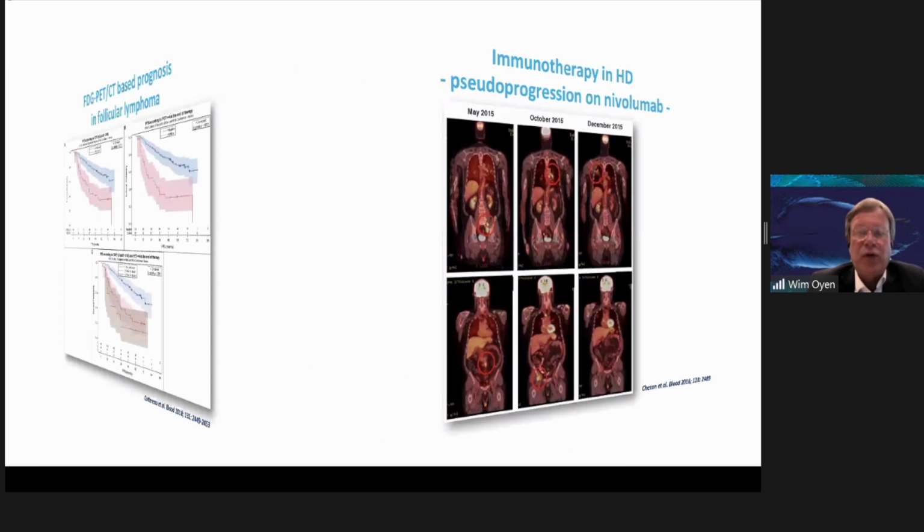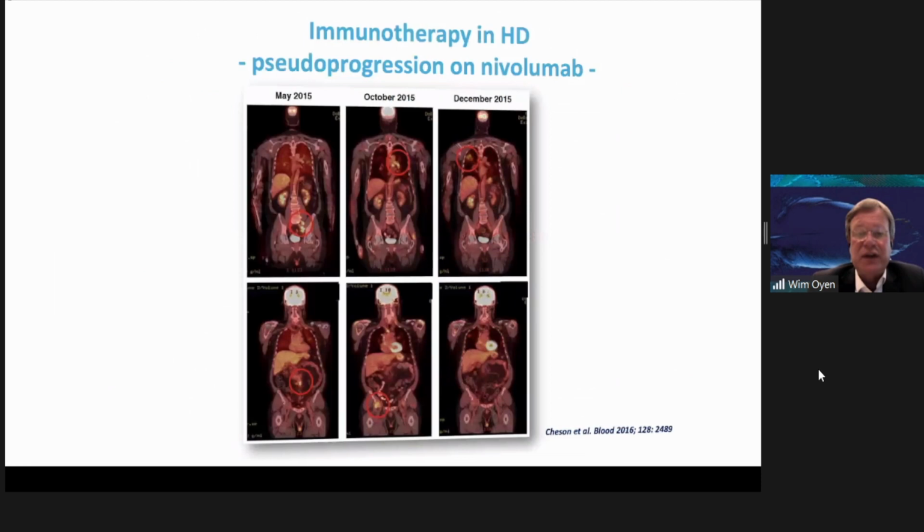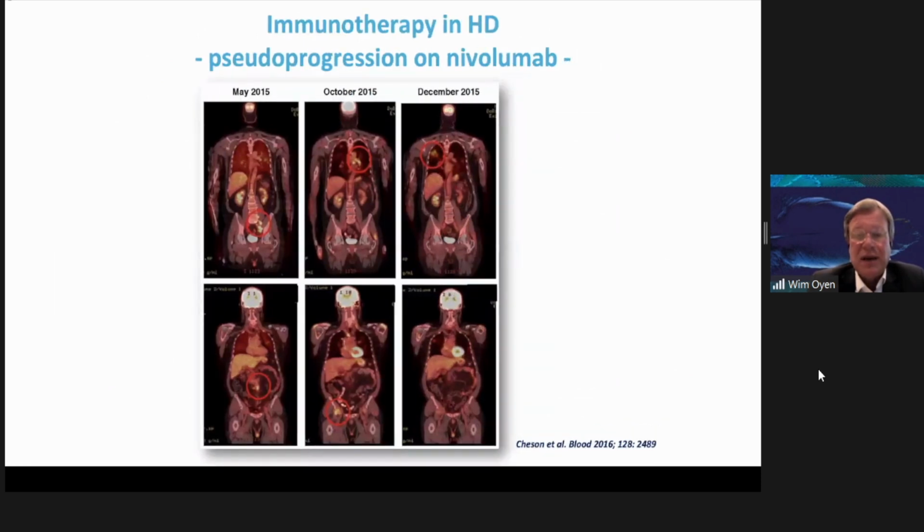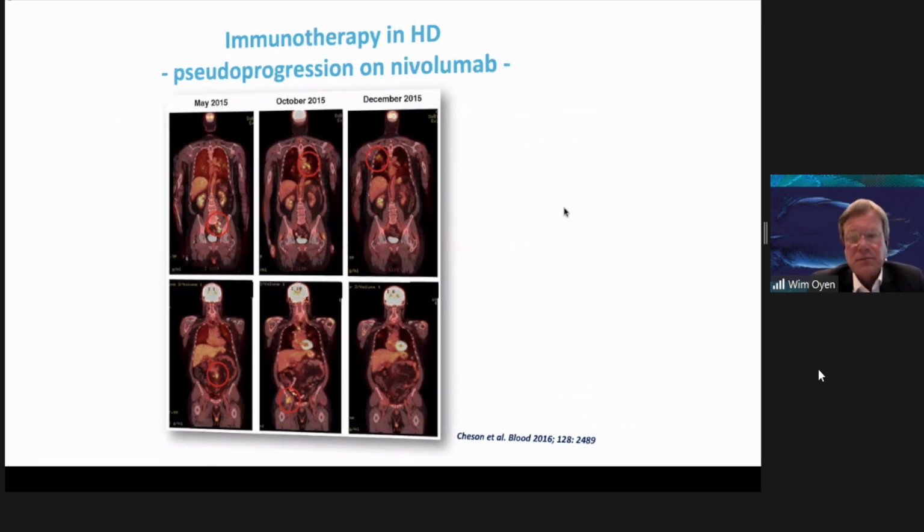Pseudo-progression on immunotherapy was already addressed, and this is a significant issue. If you see new lesions, especially at the interim, or you see lesions becoming more intense on the interim scan while others show less uptake, you have to be very conscious of the fact that immunotherapies like nivolumab, the PD-1 antibody, may induce the phenomenon of pseudo-progression. How do you deal with that?